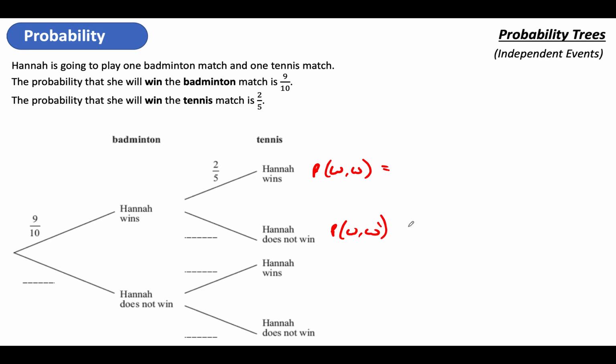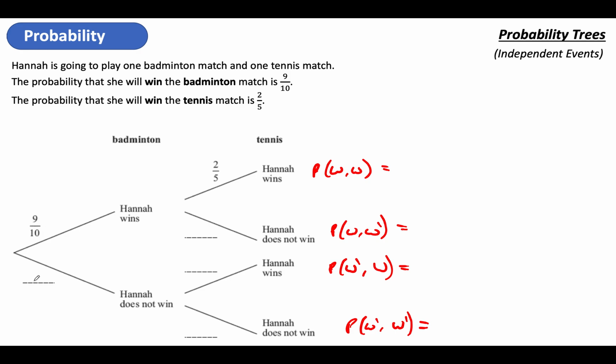Win dash, so not win. What about this one where we don't win, and then we do win. So win dash and then win, and then lastly win dash and win dash, because we're not going to win either of those. Remember, the little dash means not.